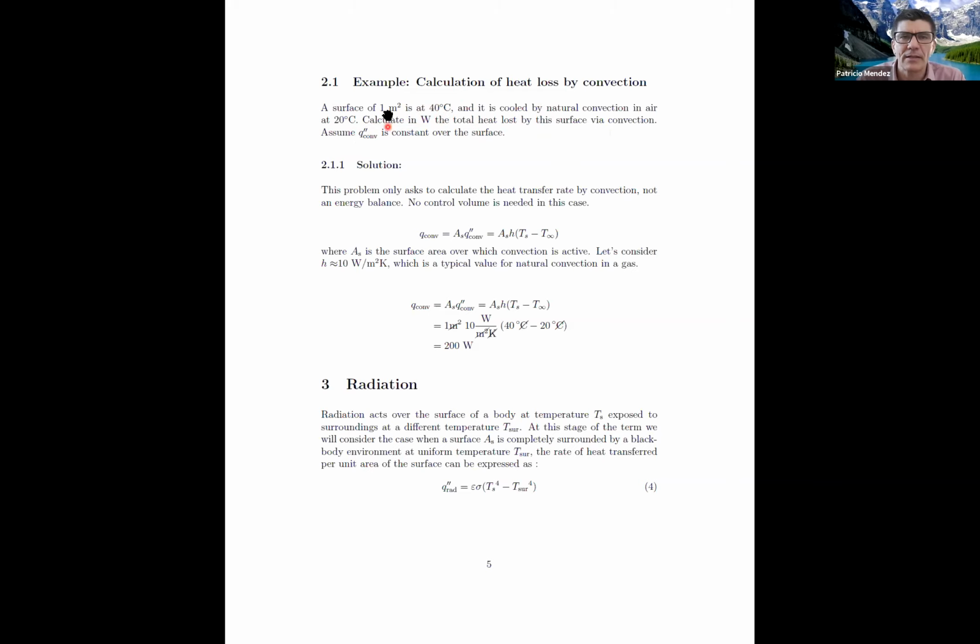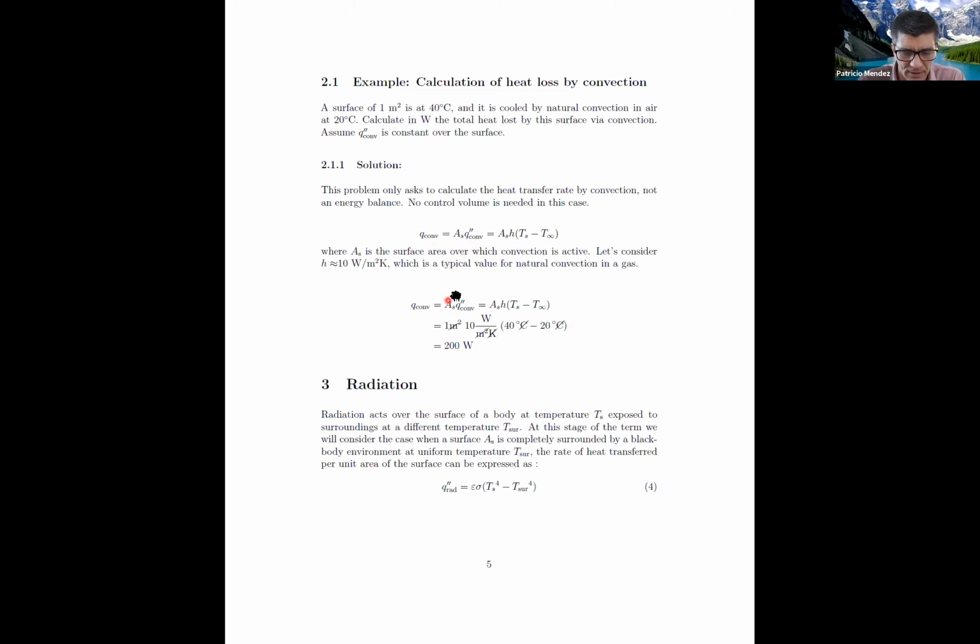Let's assume that this Q double prime is constant over the surface, so we can multiply Q double prime by the whole area. The solution says, what is the heat loss by convection? It is the surface area times Q double prime. And Q double prime is h times delta T, the difference between the temperature of the surface and the temperature of the fluid.